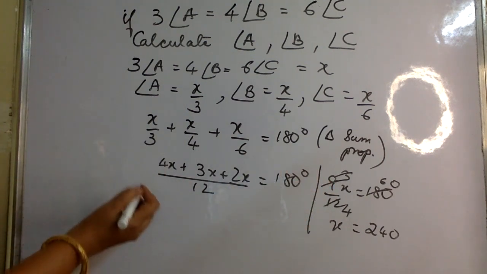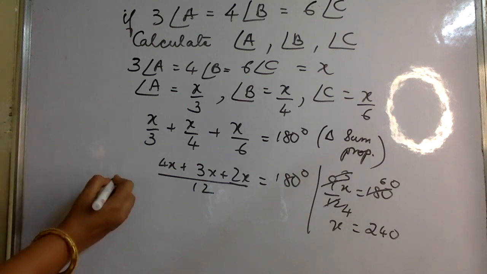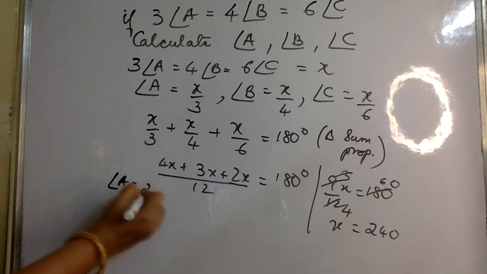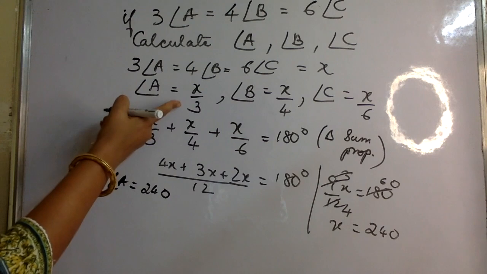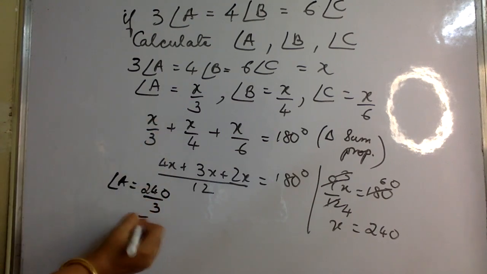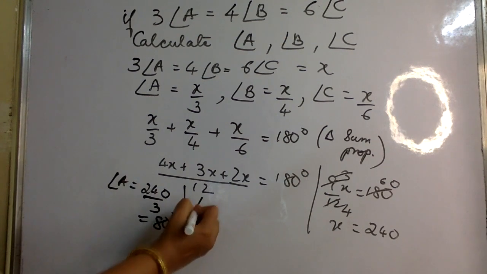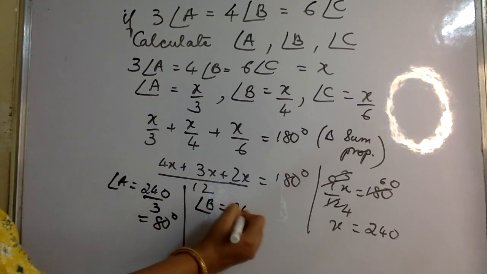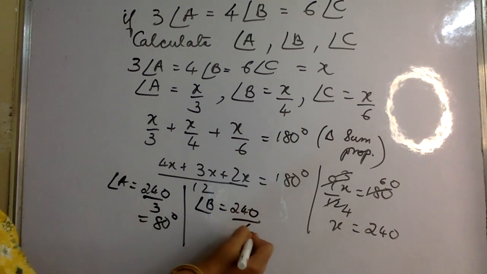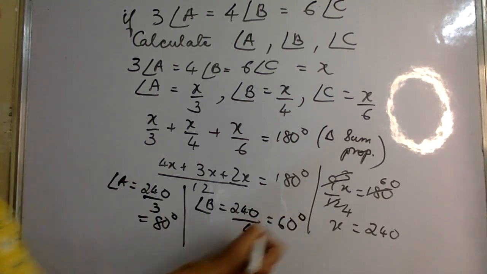Now let's find the value of A. So A is equal to 240 by 3, which is equal to 80 degrees. So I got my angle A. Now angle B is equal to 240 by 4, which is equal to 60 degrees.